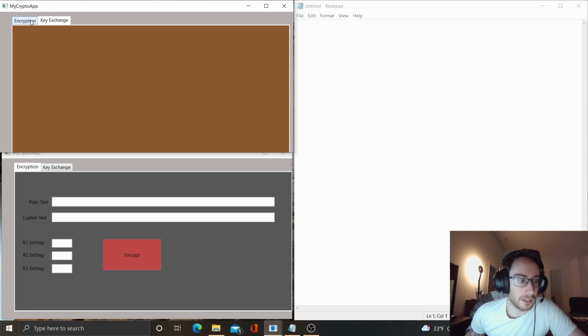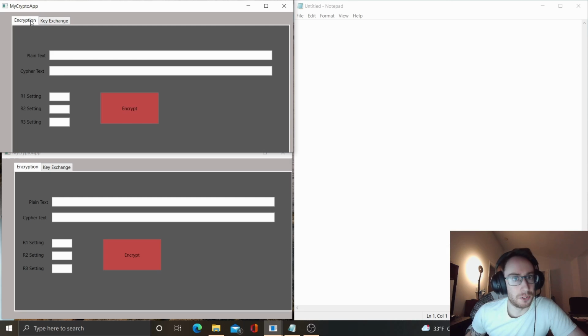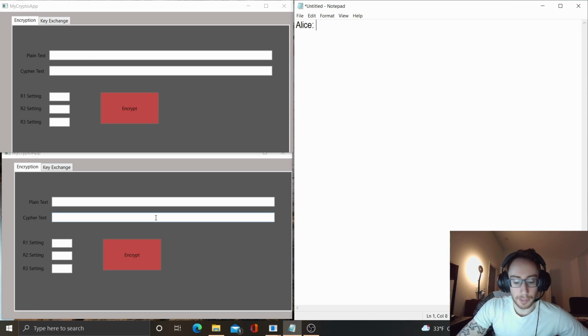So first, let's just imagine how two people might use this application. Like any encryption example, we're going to have two characters, Alice and Bob, and we're going to imagine them using this application to talk to each other. This notepad is going to represent a messaging app, and Alice will have this top version of the application, and Bob will have this bottom version. So Alice might say something like, hey Bob, are you there?